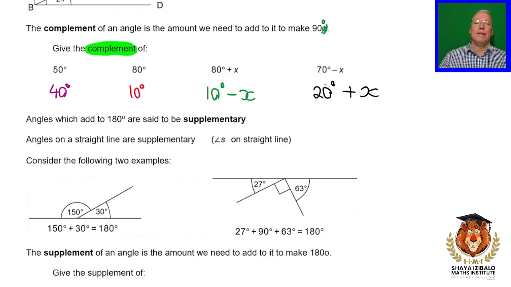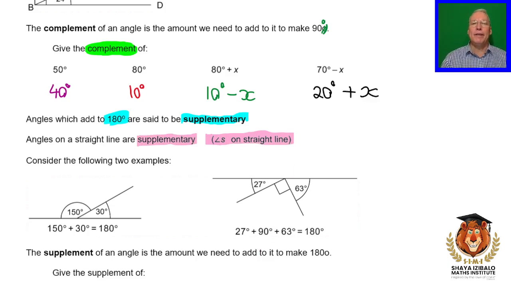All right, the next word. So we've got complementary. Complementary means adds to 90 degrees. The next word we've got is supplementary. Supplementary means adds to 180 degrees. And we've got a rule here which is really important, and that is that angles on a straight line are always supplementary. They add to 180 degrees.